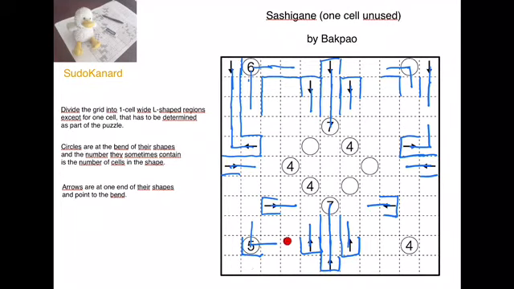Now I take a maximum of 3 cells here, so I need another 2. And there remains an ambiguity as to whether this cell or this cell is used to complete this region. As I mentioned previously, in a standard Sashigane puzzle, this would have to go out, and it could go this way or this way. Going this way, it would isolate this cell, but this is allowed. So why not?